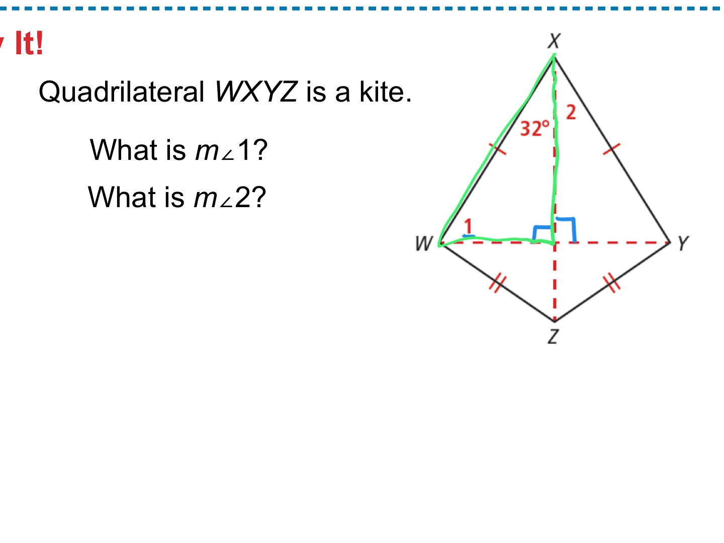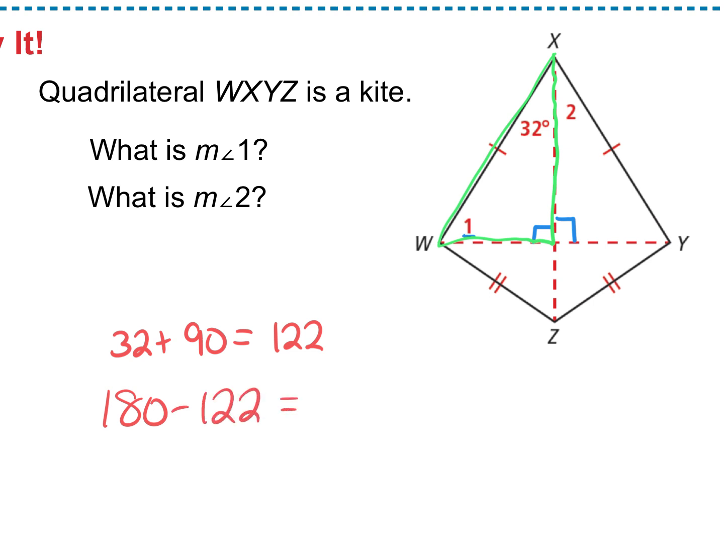Okay, so if I know two, I can find the third. I take 32 plus 90, which is 122. What do I do with 122? Bingo. Yep. What's 180 minus 122? 58. So angle 1 is 58 degrees.